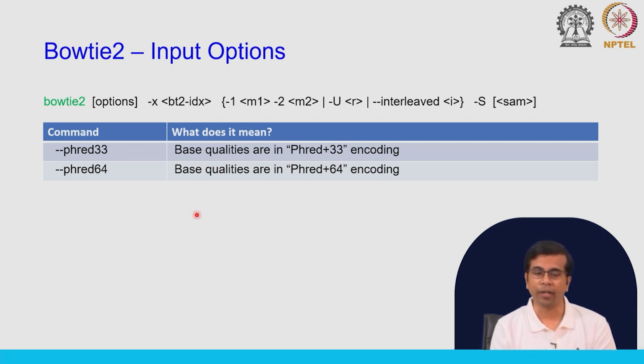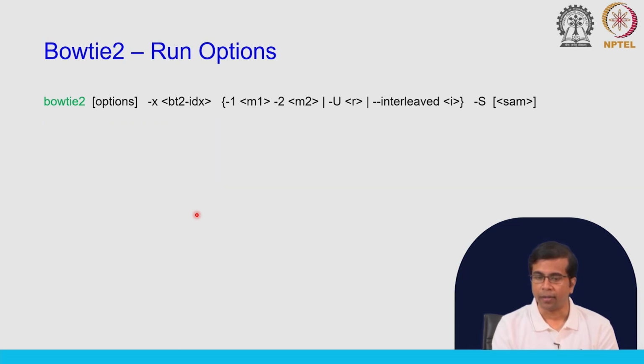Older Illumina data utilized Phred+64 encoding. So, if you are working with old Illumina data, you want to mention this in the option. If you are working with new data, it will be Phred+33, and this is the default option now.